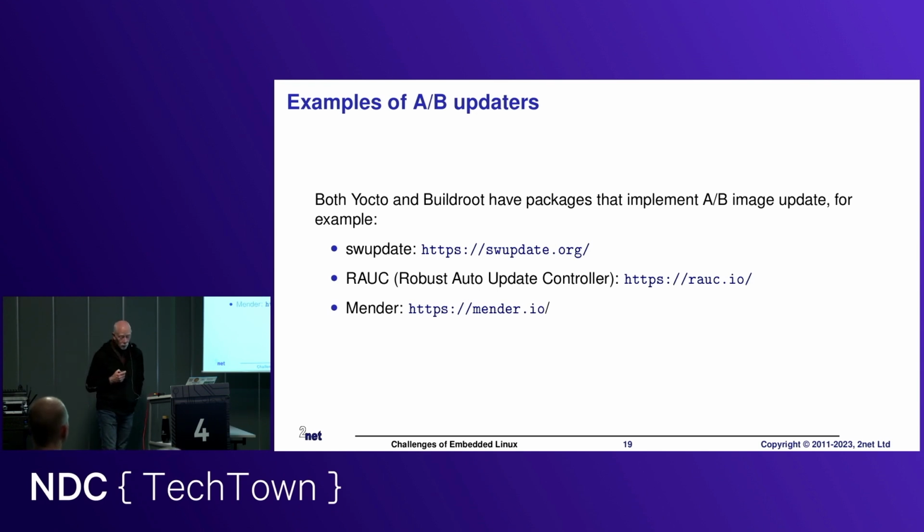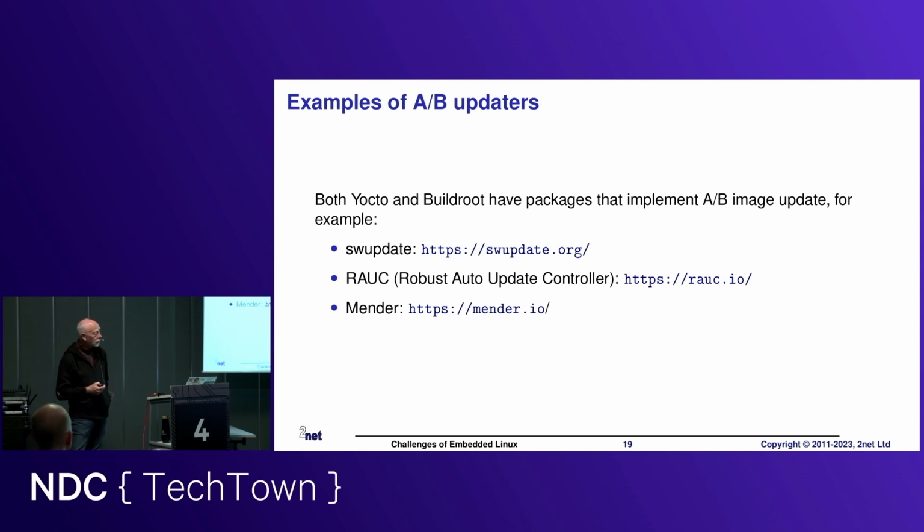So we have a whole bunch of AB updater mechanisms supported by both Buildroot and Yocto. So I've chosen 3 here, which seem to be fairly commonly used. There are others. There are dozens. But SWUpdate was one of the first. It's pretty robust. It's been used a lot.